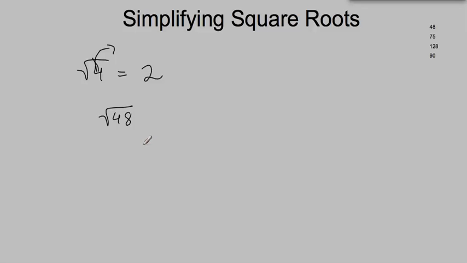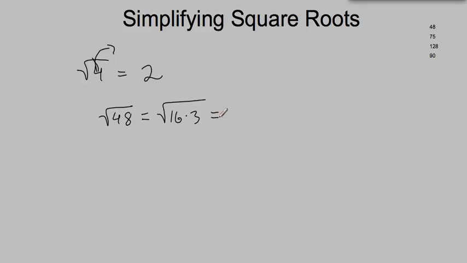Not a perfect square. But when I simplify my square roots, I want to identify all of the perfect square factors of a number and take them out. What do I mean by perfect square factors? Well, I could rewrite the square root of 48 as a product of two numbers. I could write it as the square root of 24 times 2, but 24 is not a perfect square either, so that doesn't help me out. What about 16 times 3? Hey, that works.